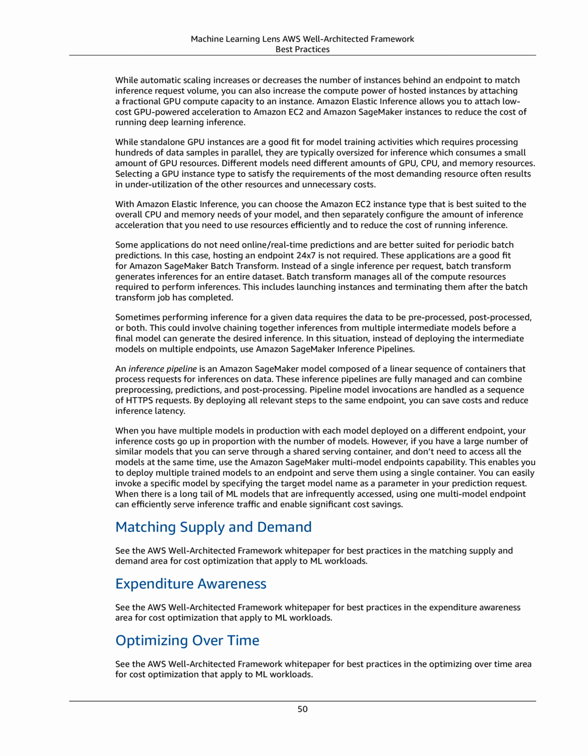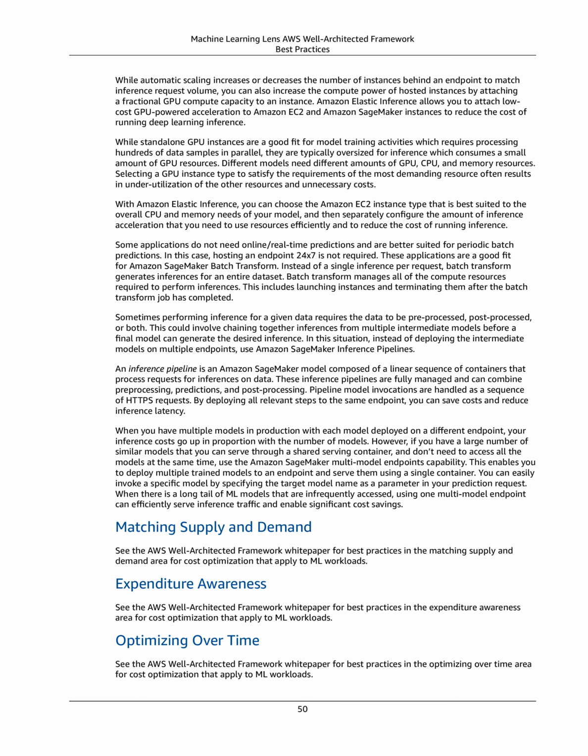Some applications do not need online/real-time predictions and are better suited for periodic batch predictions. In this case, hosting an endpoint 24/7 is not required. These applications are a good fit for Amazon SageMaker Batch Transform. Instead of a single inference per request, Batch Transform generates inferences for an entire dataset. Batch Transform manages all of the compute resources required to perform inferences. This includes launching instances and terminating them after the batch transform job has completed.